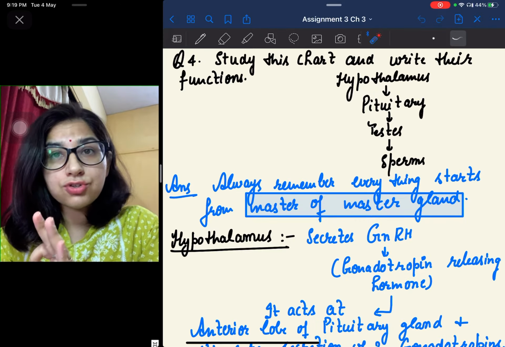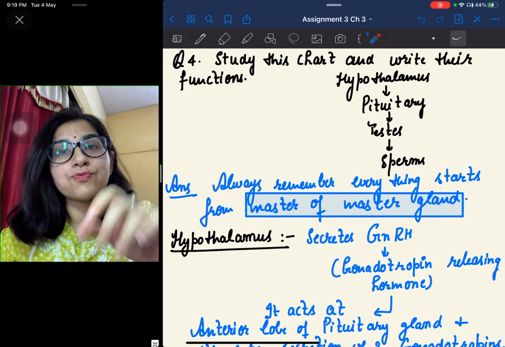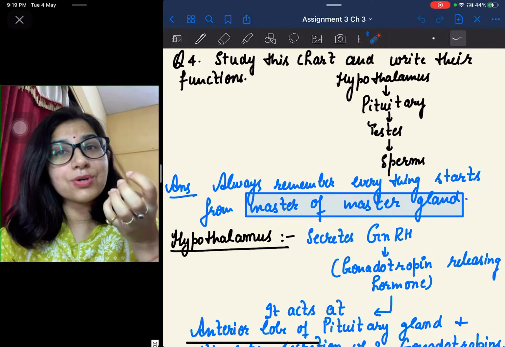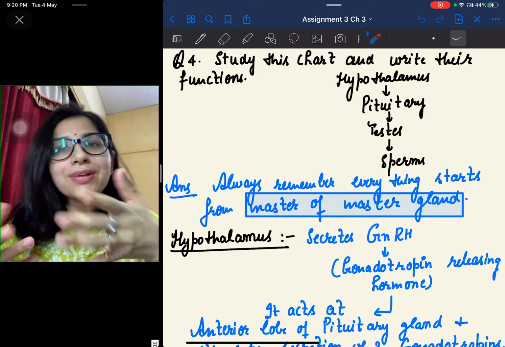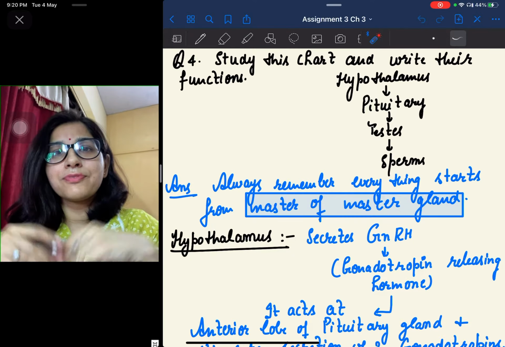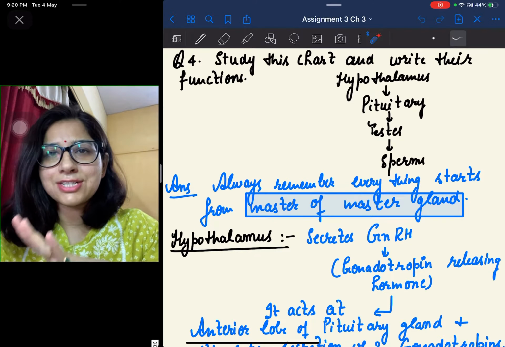Gn is gonadotropin, R we use for releasing, H we use for hormone, right? It is a gonadotropin releasing hormone. What will it do? Where will it go? Where will it act? Lots of questions are coming to mind. So the signal has already left its place.